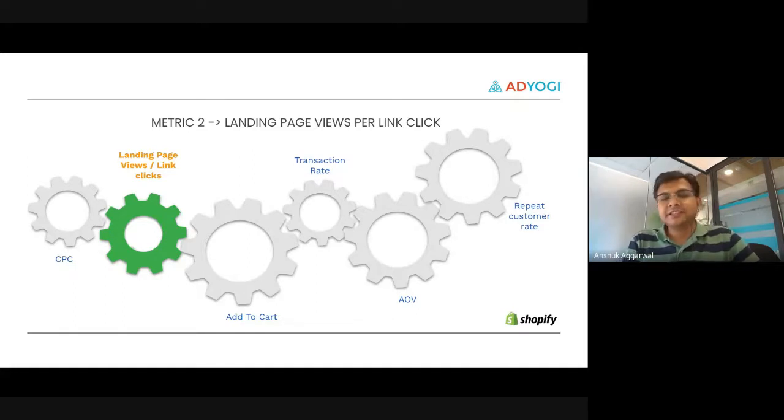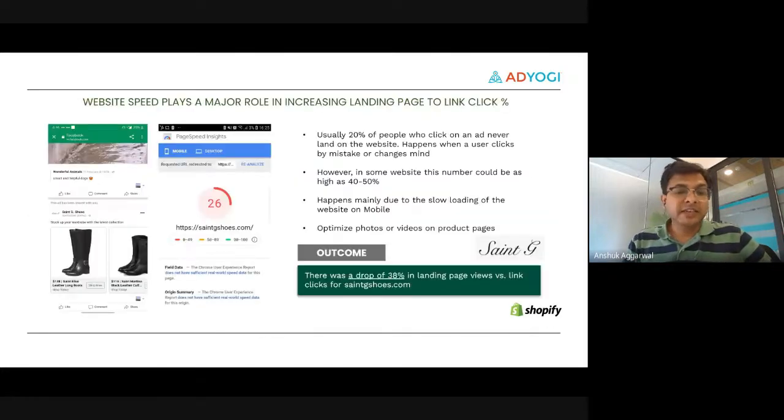And the reason is it's a user behavior. They may have clicked by mistake. They may have changed their mind. But if the number is 20%, it's totally fine. For the sample store which we looked at, the number was 35%, which means 35% of the people never even land on the website. And what can be done to reduce that percentage?